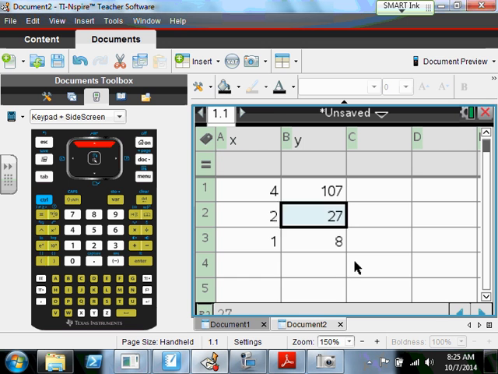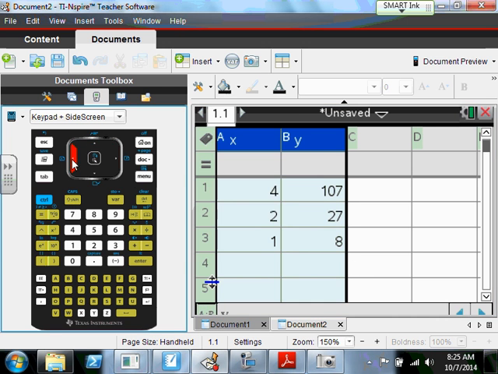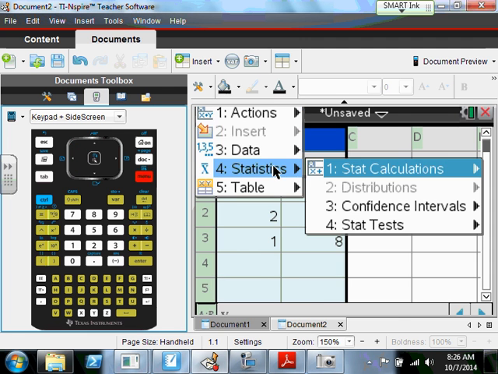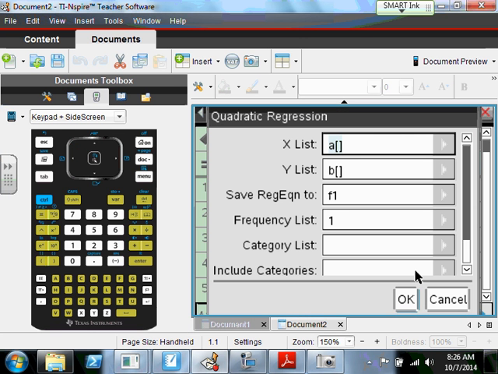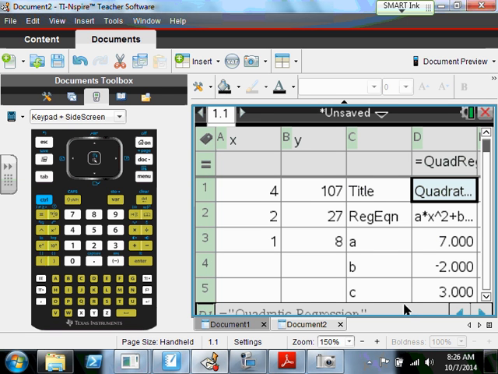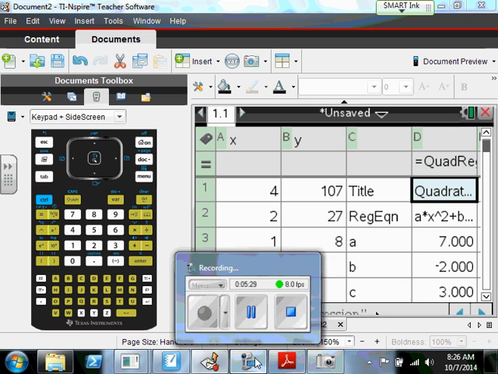So what I'm about to do is highlight both lists. And then I'm going to go Menu, Statistics, Stat Calculations, Quadratic Regression, and it'll give me my A and B and C value just like that. So I think that's a little faster. But anyway, that's it. It's been real. It's been fun. Hope it's been educational.